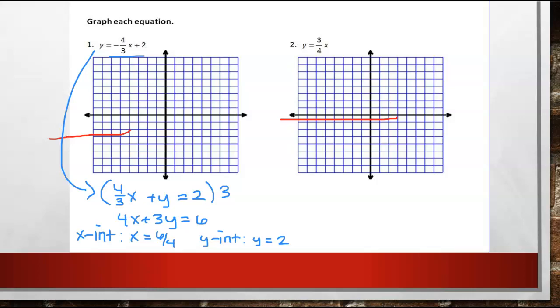So we plot our point 0, 2. And you could plot your point 6/4, which is really like 1.5. And we can see that our slope goes down 4 and right 3. So you'll notice that you can draw in your line and it goes through all 3 of those key points. If I ask you to graph using the x and y intercepts, you only have to have 2.